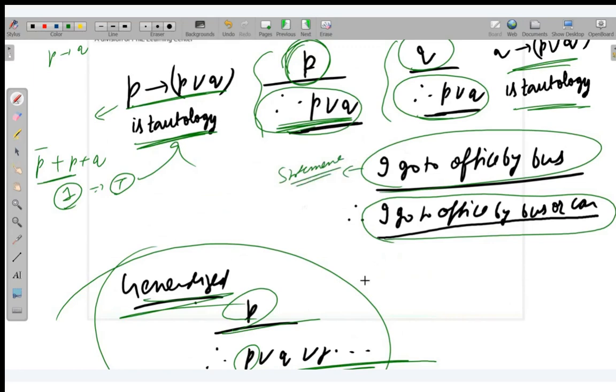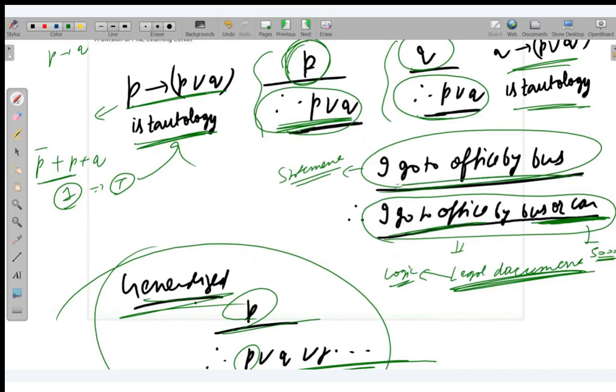And in your legal documents in office, wherever you are doing a job, whenever I say legal, it means logic. Without logic you cannot prove something. So in a legal document it has been mentioned that if you go to office by bus or car, then you will get a TA of 5,000 rupees monthly. So you have given the statement I go to office by bus. Obviously, when you say I go to office by bus, this statement is true. So I go to office by bus or car is true.